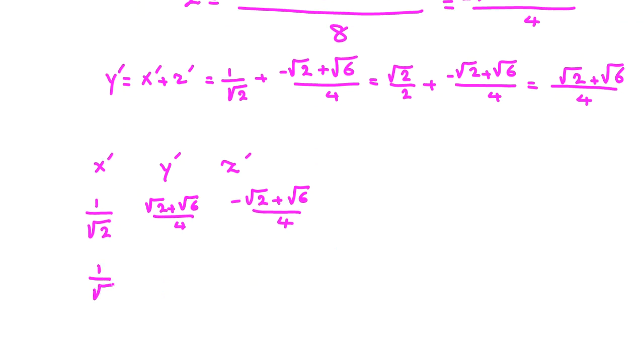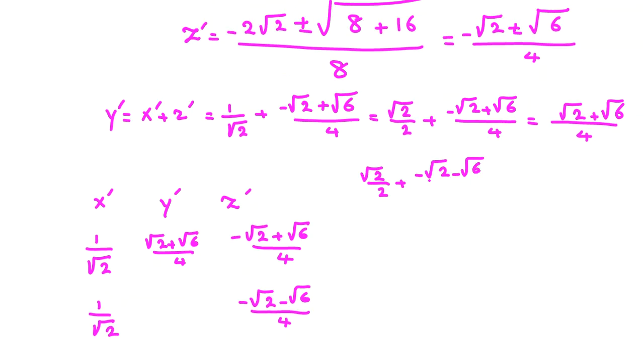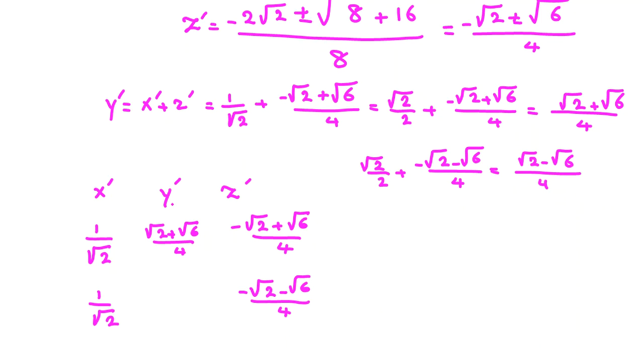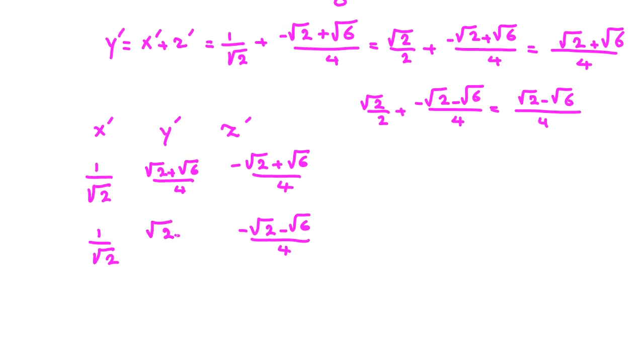For this case, 1 over root 2, if z prime is negative root 2 minus root 6 over 4. Then y prime is what? Root 2 over 2 plus negative root 2 minus root 6 over 4. So it will be common denominator 4. 2 root 2 minus root 2 minus root 6. Root 2 minus root 6 over 4.